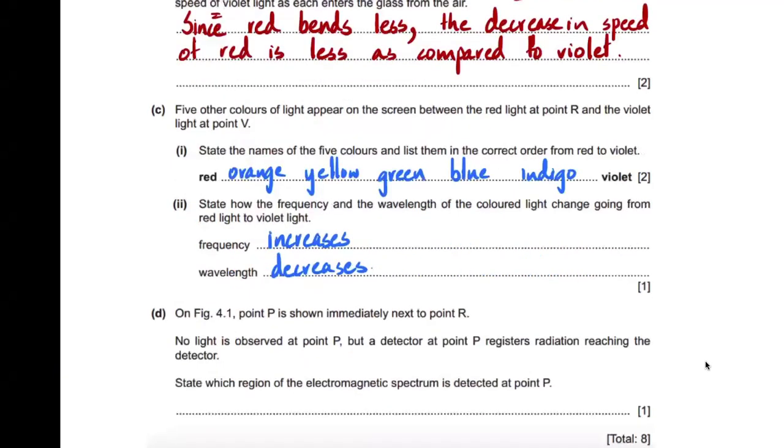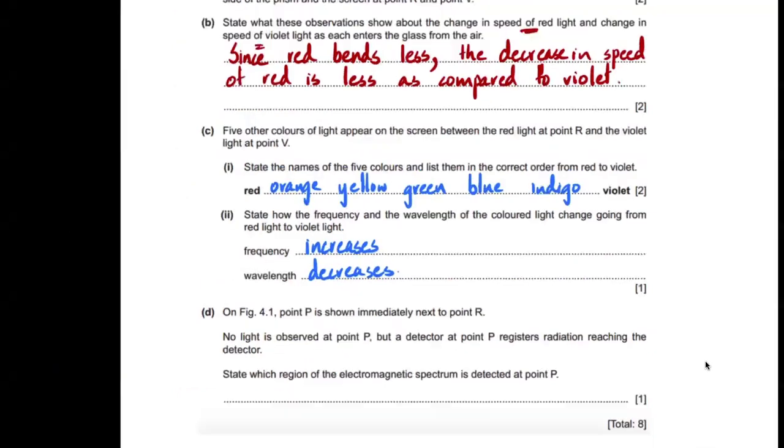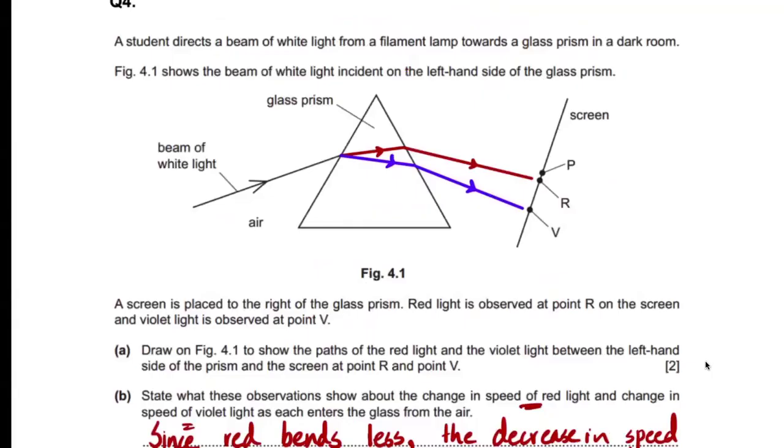On 4.1, point P is shown immediately next to point R. No light is observed, but a detector at point P registers radiation reaching the detector. State which region is detected at P. So just like in going from here to here, the wavelength was increasing, so this is even larger wavelength than your visible light.